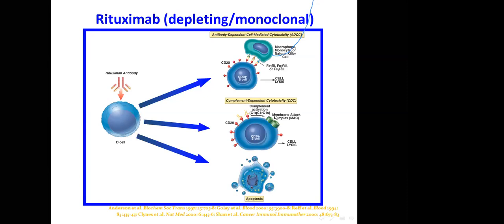So it is depleting, causing destruction of the B cell, and it is monoclonal because it functions only on the B cell. It has no effect on the plasma cell because the plasma cell has no CD20, and this is the site of action of rituximab. And it also has no function on the T cell.